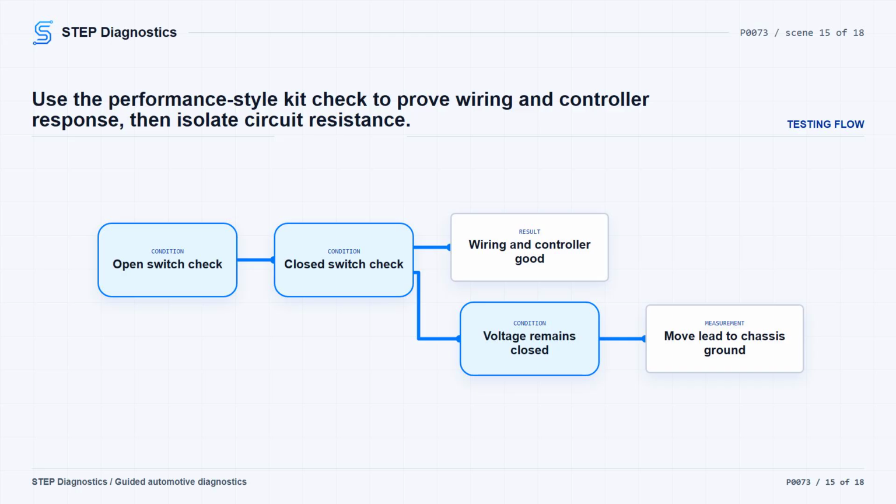To separate it, remove the test lead from the sensor ground circuit and connect it to a good chassis ground. If the signal changes to 0 volts, the resistance is in the sensor ground. If voltage is still present, the resistance is in the sensor signal circuit. Confirm the suspect circuit by isolating it and measuring resistance between the sensor and controller connectors.